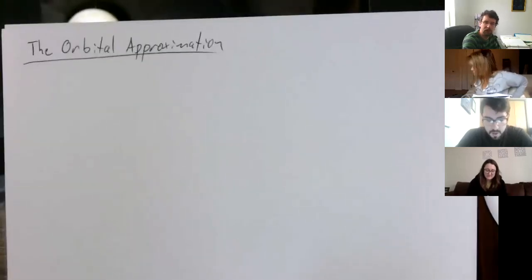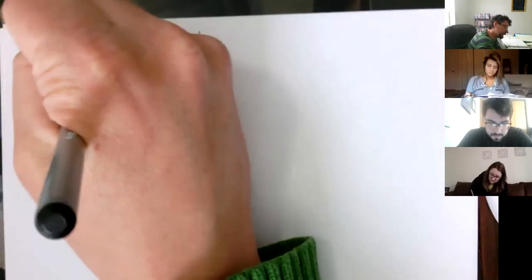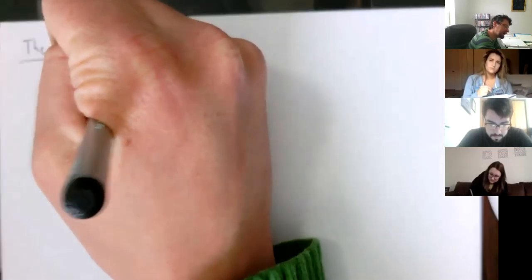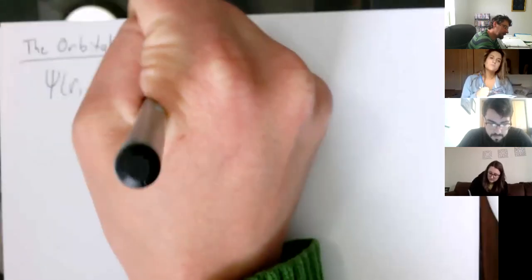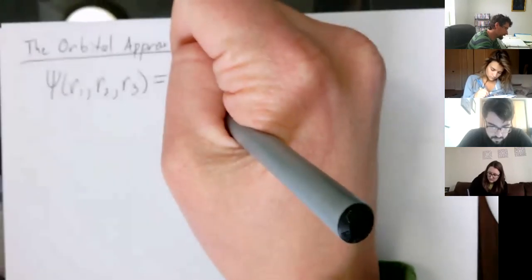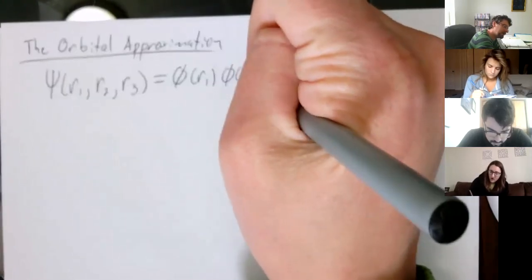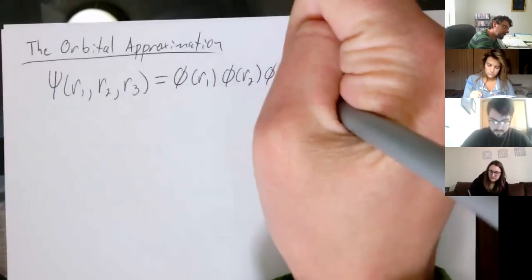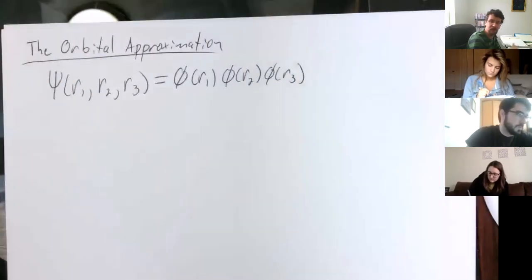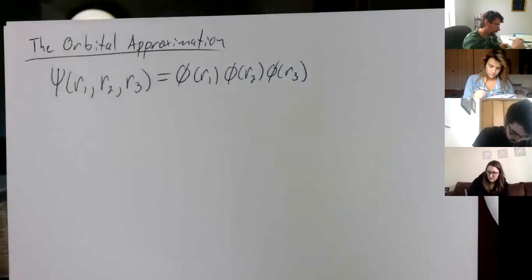In that one, we said we could separate the electrons' motions from one another. So if we had a wave function that depended on the position of, let's say, 3 electrons, we could split that up into 3 separate orbitals that each only depend on the position of that specific electron, right? Okay, and what we were going to do next is justify this for helium.